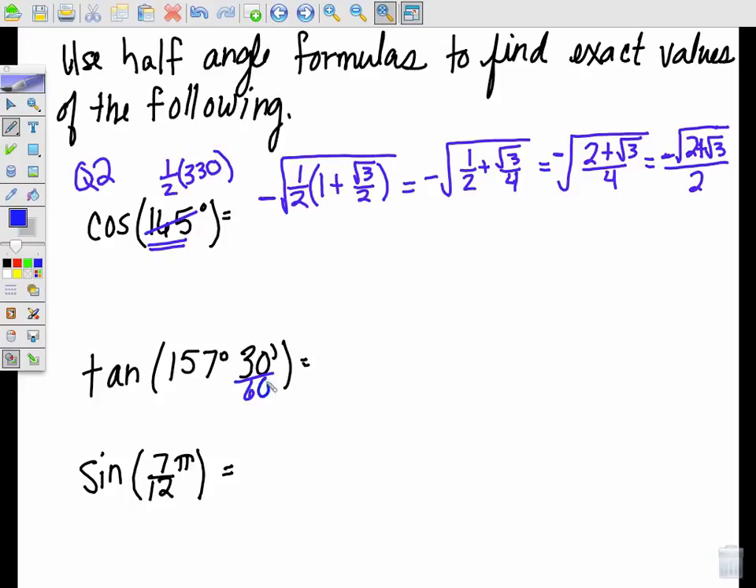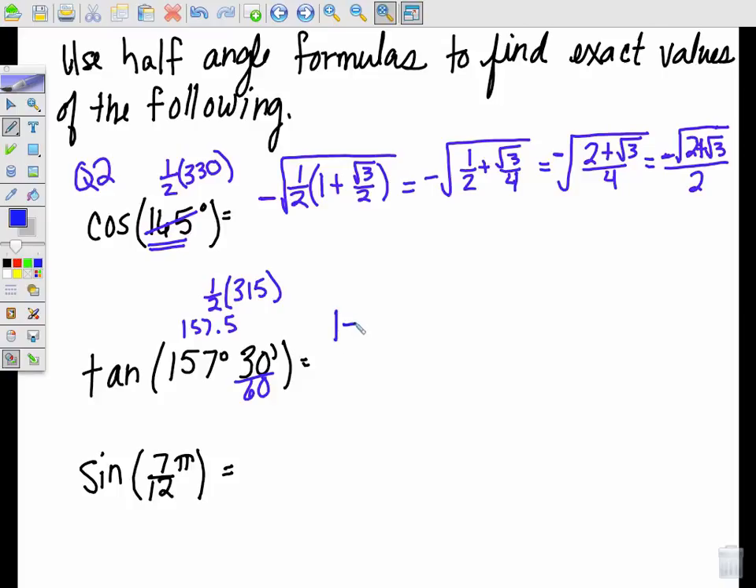I don't know if you're familiar with minutes, but minutes is out of 60, 30 out of 60 minutes, which was a half. So we're looking at 157.5 is what we're looking at. So if I double 157, and actually with my tangent, it doesn't matter which quadrant I'm in because tangent doesn't have the plus or minus version. But if I double 157.5, then I'm looking at 1/2 of 315. Okay, so we're looking for half of 315.